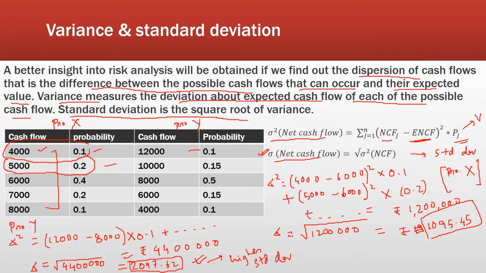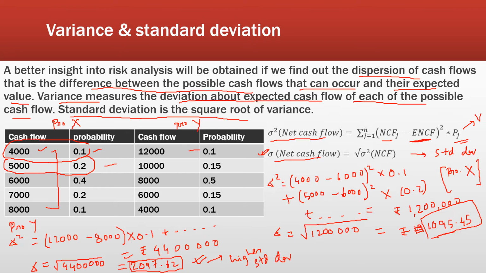Had the expected net present value of the two projects been the same, on the basis of standard deviation we measured the risk here. Project Y not only has a larger expected net present value but also has a larger standard deviation compared to project X. Project X has a standard deviation of 1095.45. And how do you find the expected net present value? You just take cash flow multiplied by probability divided by 1 plus k, the discount rate, to the power of the time period. I have already explained that in the previous one.